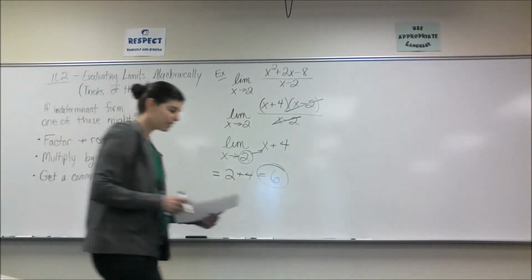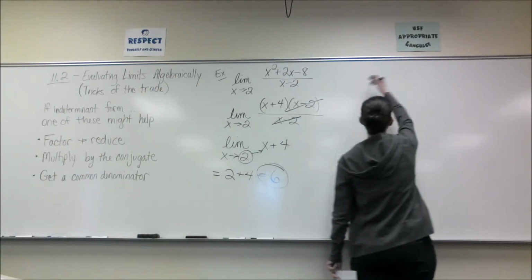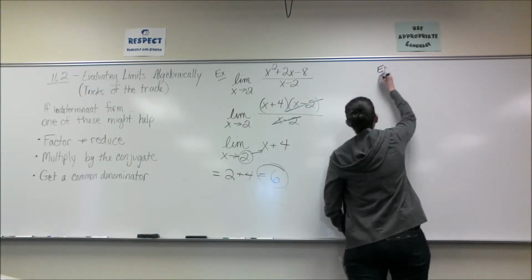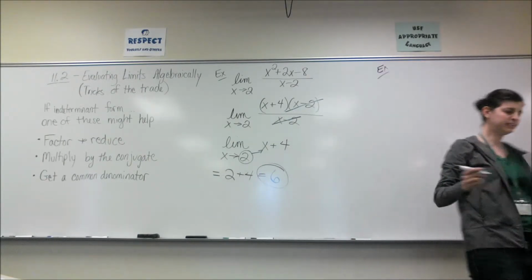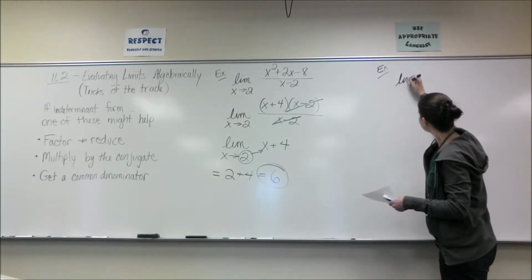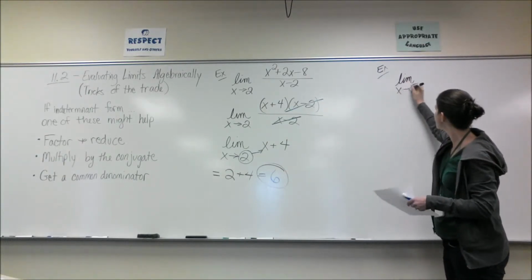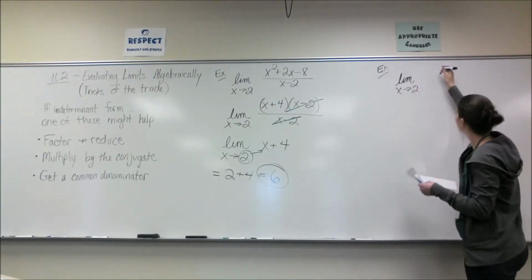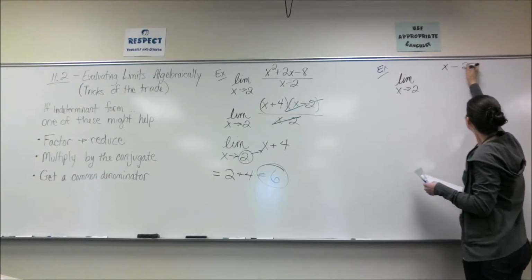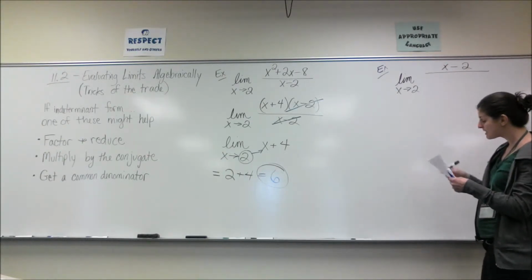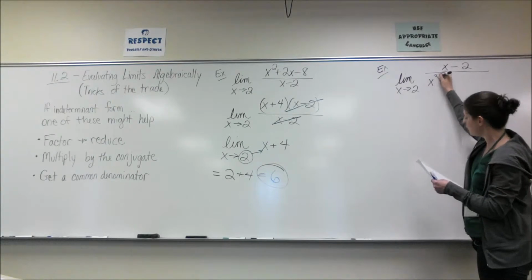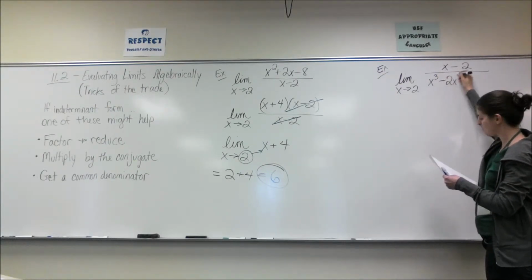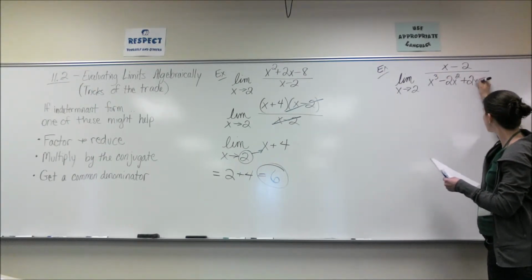All right, we're going to try another one before I talk about what you just found. The limit as x tends to 2, again, that's coincidental, but we'll go with it, of x minus 2 on the top this time, over x cubed minus 2x squared plus 2x minus 4.